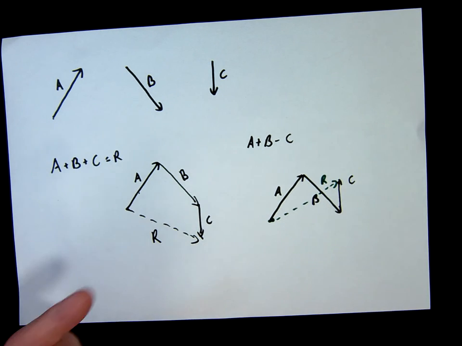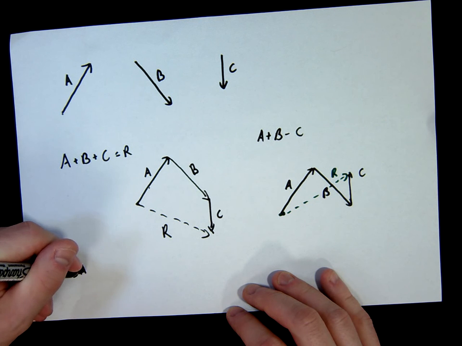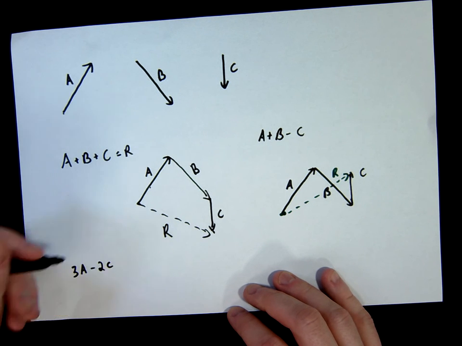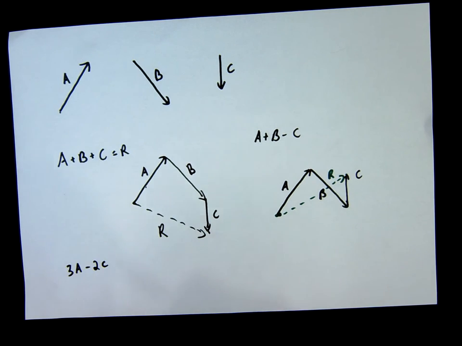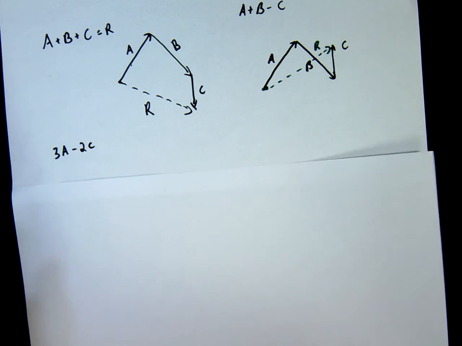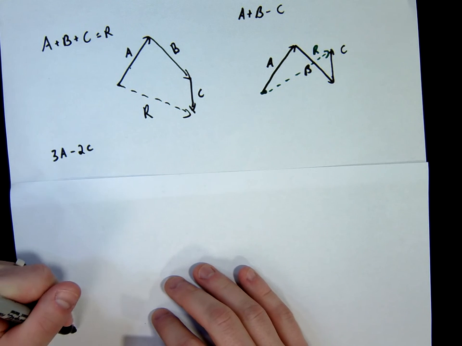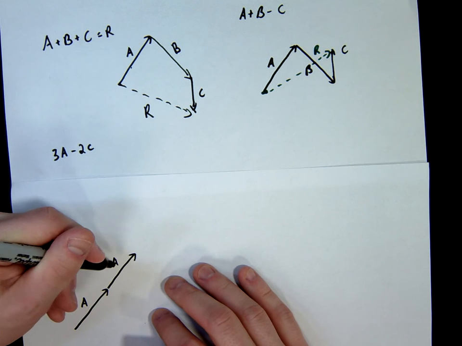You can also multiply vectors by what's called a scalar. Just to show you how that looks, let's do something simple like 3 times A minus 2 times C. What would that look like? Well, 3 times A is going to look something like this. Now I'm going to take a separate piece of paper here. 3A would be, well, there's 1A, there's another A, there's another A.